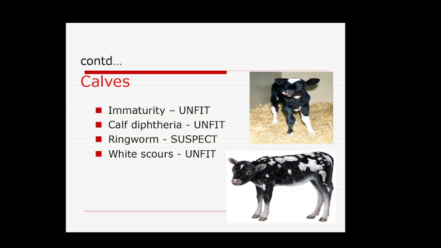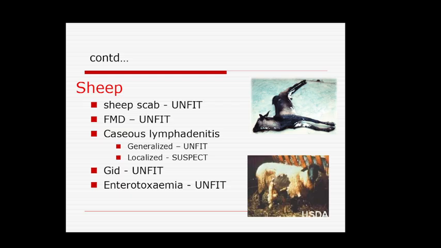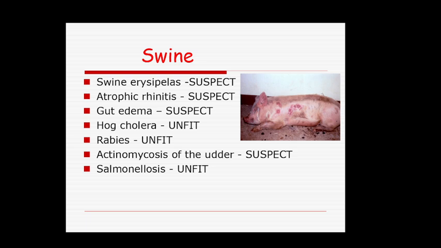In ringworm, it is taken as suspect. Calf diphtheria and vice cores are unfit. In sheep, sheep scab is taken as unfit, FMD unfit, caseous lymphadenitis unfit and localized suspect, GID is unfit, and enterotoxemia is unfit.